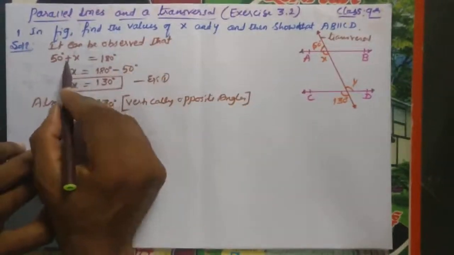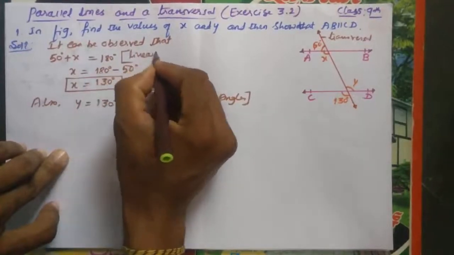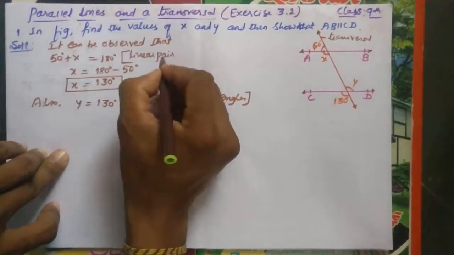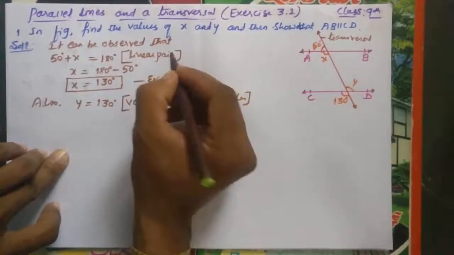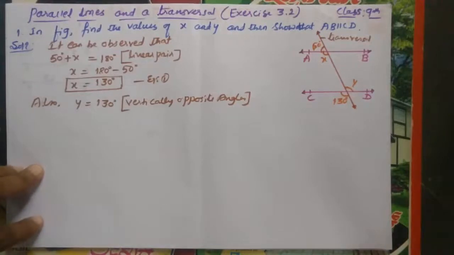See here, 50 plus x is equal to 180 I have taken. In bracket I will write linear pair, or the transversal line is a straight line. And y is equal to 130 degrees, vertically opposite angles.